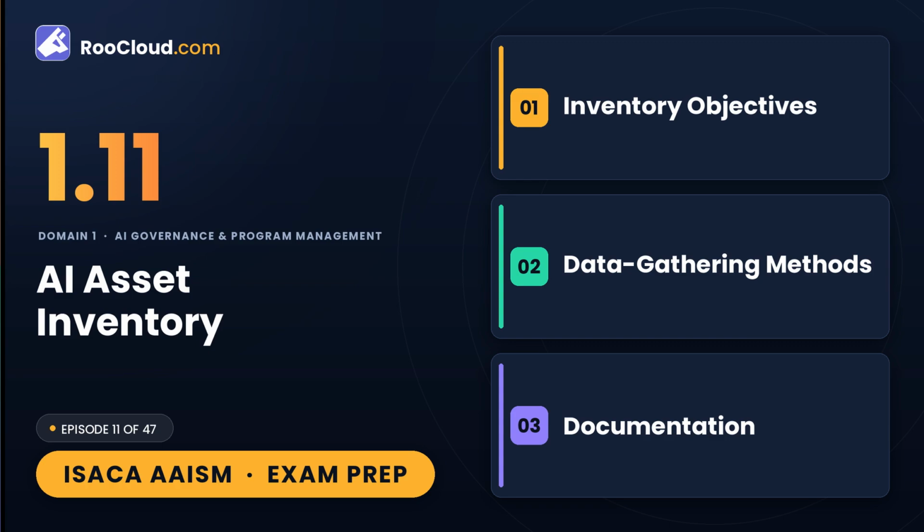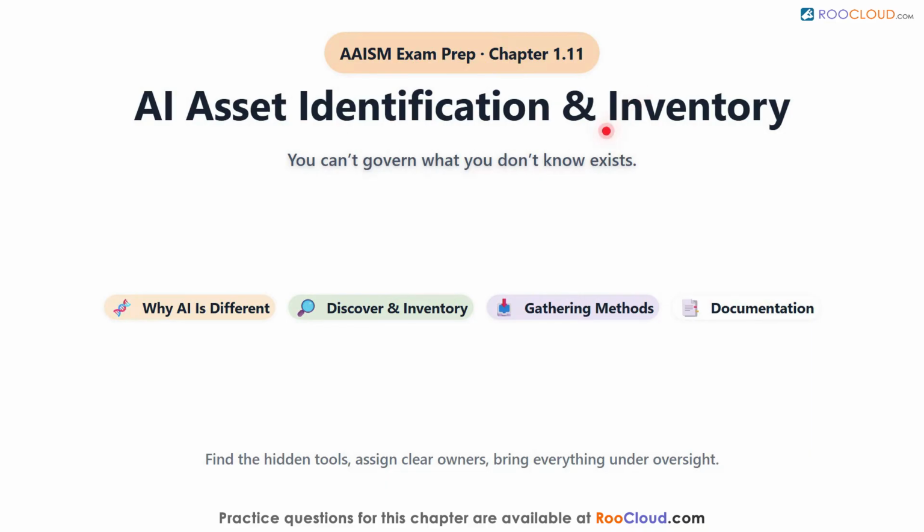Welcome to Domain 1, Section 1.11, AI Asset Identification and Inventory. In this session, we will look at why AI assets are unlike ordinary technology assets, how to discover and inventory them, the methods used to gather that information, and the documentation that keeps it all reliable.